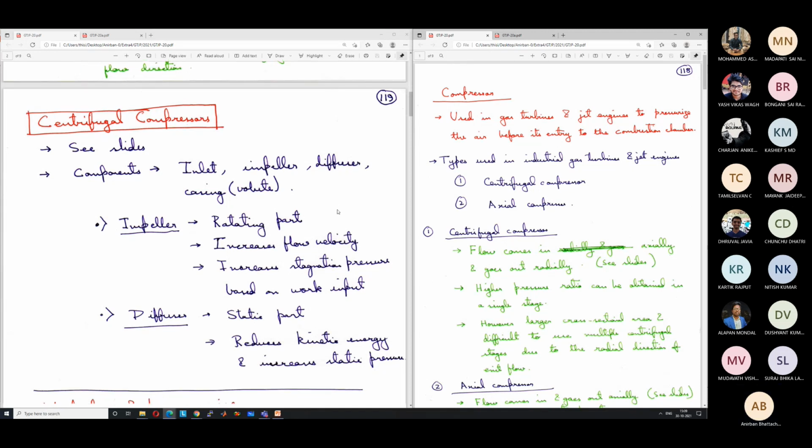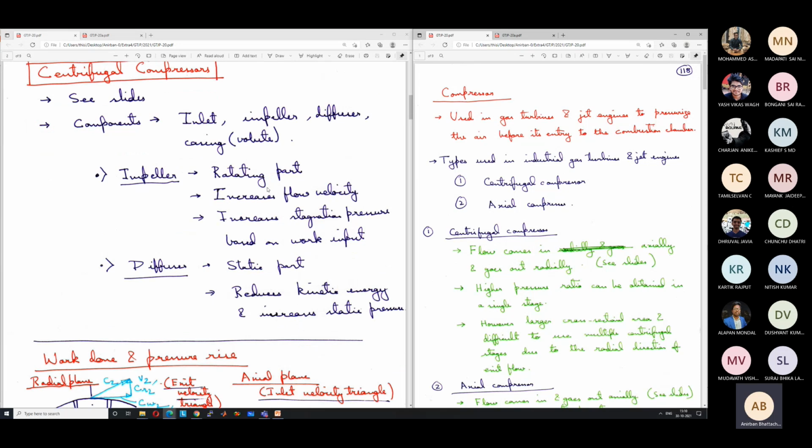Okay. So impeller is the rotating part. It increases the flow velocity, also increases the stagnation pressure because of work input. Diffuser is the static part. It increases the static pressure by reducing the kinetic energy. Stagnation enthalpy remains constant. Stagnation pressure ideally should remain constant. But if there are frictional losses, the stagnation pressure decreases by a small amount.